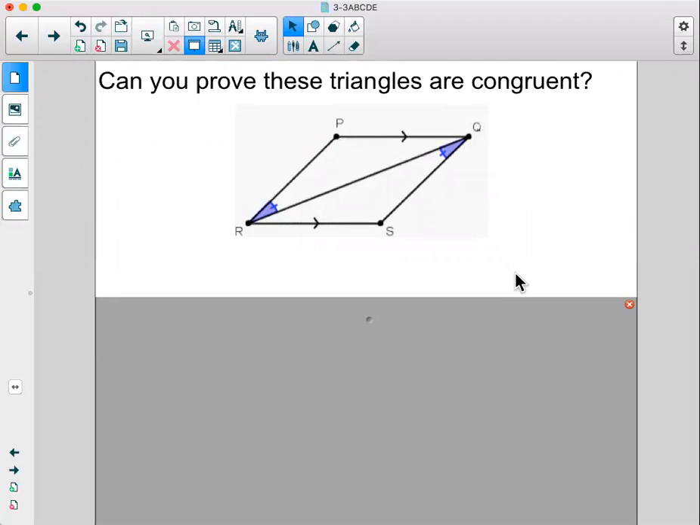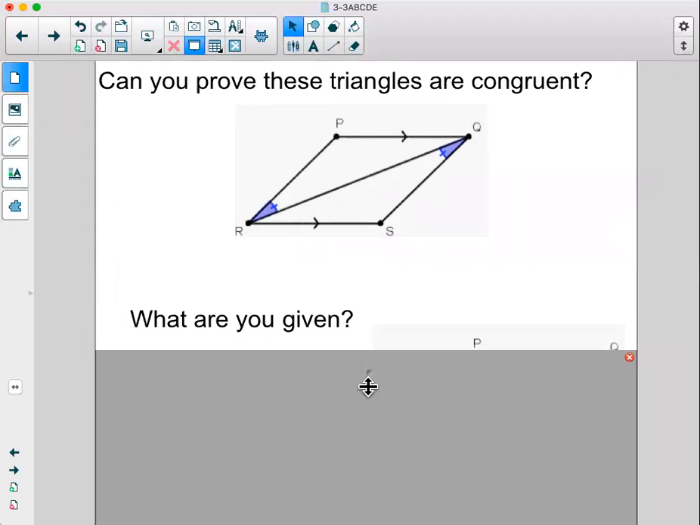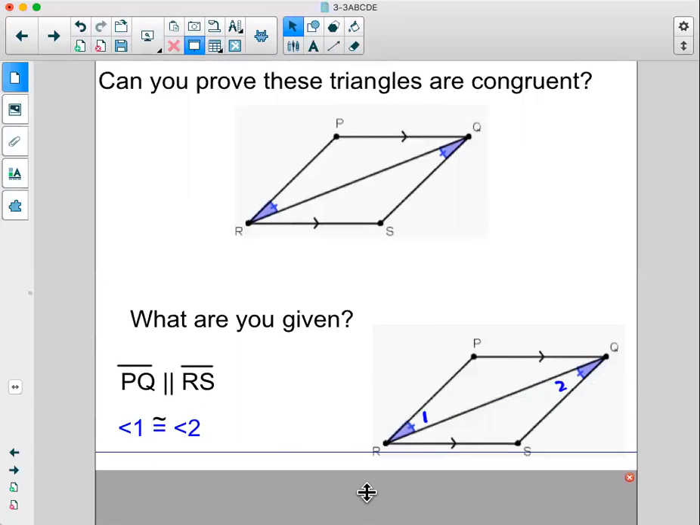Pause and practice on your own paper and then press play. The first thing we have to ask ourselves is, hey, what are we given? We are given that these 2 angles are congruent, and we're given that these 2 sides are parallel. Be careful. Remember, this mark means parallel. It does not mean congruent.